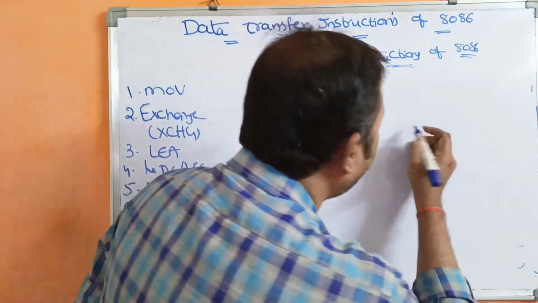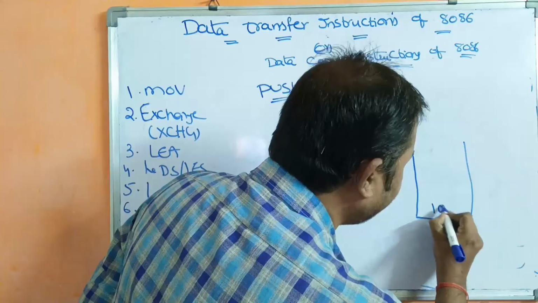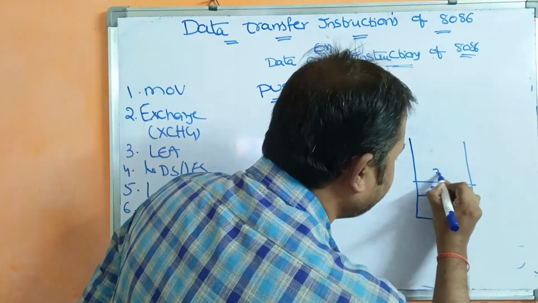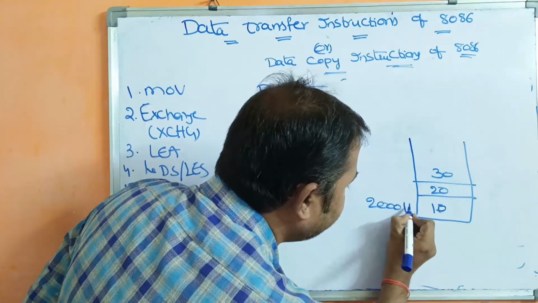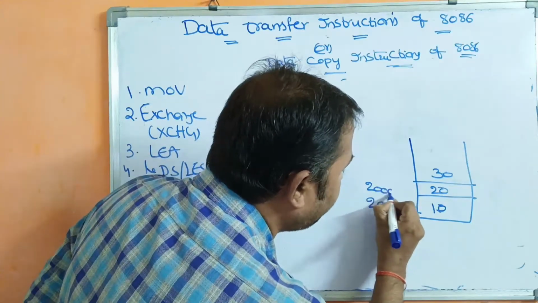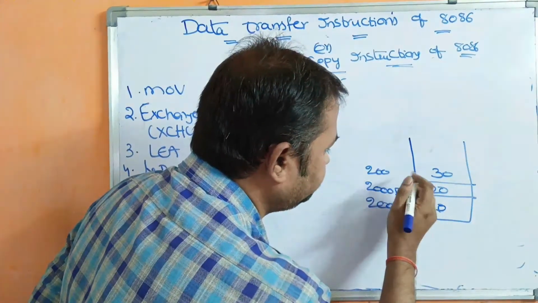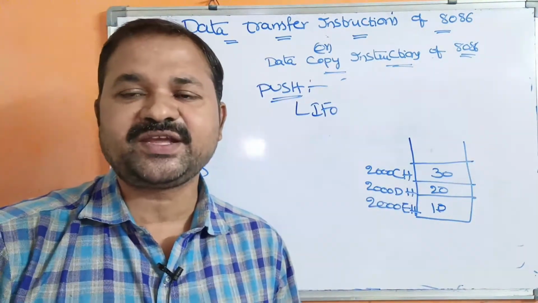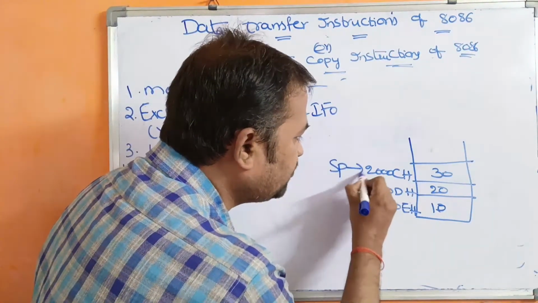Let us draw the diagram for the stack. Let the stack contain 3 items. Let the first item be 10, the second one 20, the next one 30. Let this memory location be 2000EH, the next location 2000DH, then 2000CH, so decrementation of the address. Here we use a stack pointer. Stack pointer always points to the topmost item. Now SP points to 2000CH.